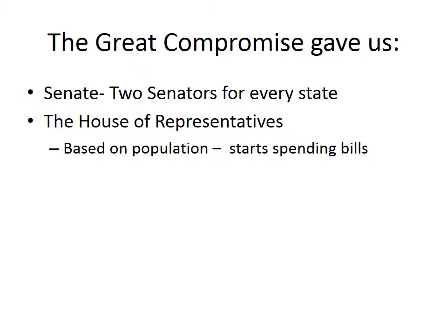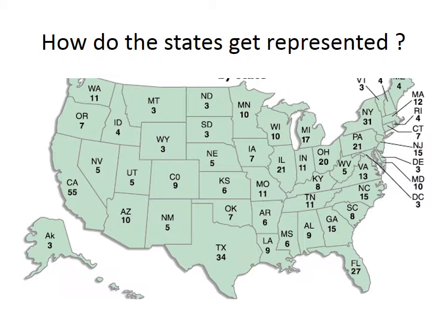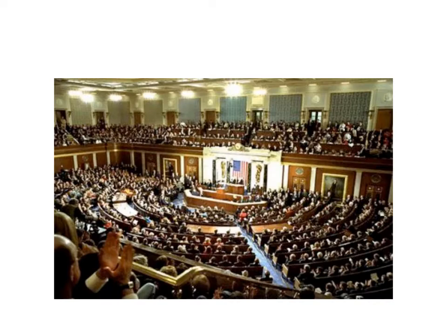So, for example, South Carolina has 8 House members. California has 55. So when people are voting on laws, 55 people from California can vote on it versus the 8 from South Carolina because we don't have as many people. If you've ever been to Washington and seen the Congress, you know that it's a really big room because you've got to fit all of those people in it.